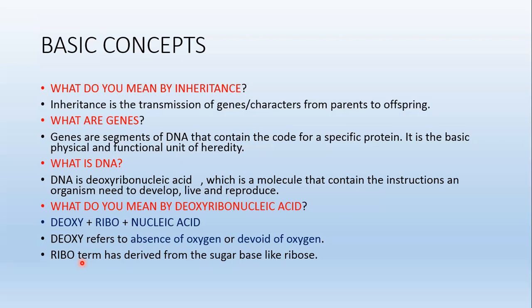And it is a pentose sugar. What do you mean by pentose sugar? Pentose means pentagon, there are five sides. If I'm saying hexose sugar, it means six sides are there. So what do you mean by deoxyribonucleic acid? Deoxy refers to absence of oxygen, and the ribo term is derived from the sugar base, ribose. And what is this DNA?